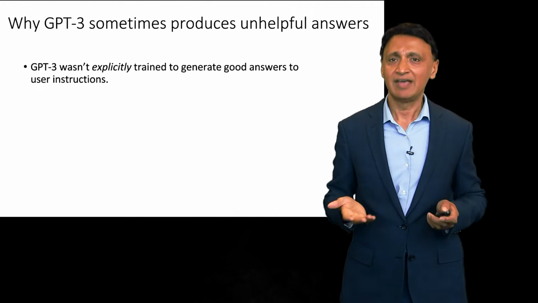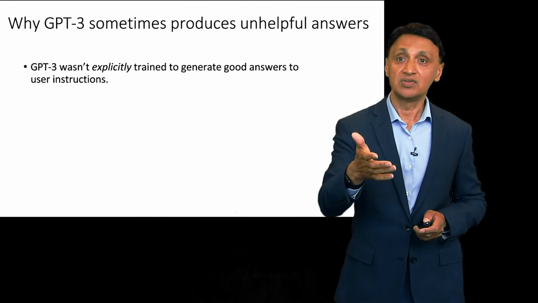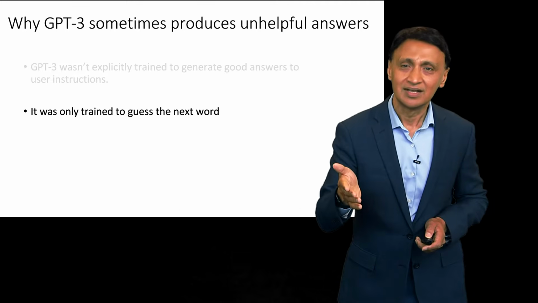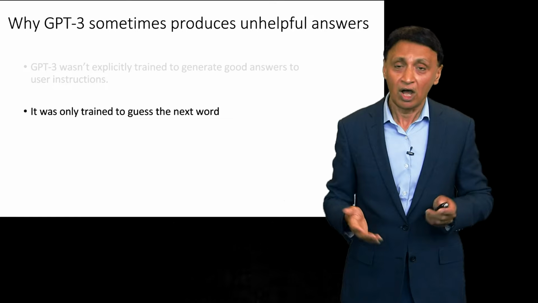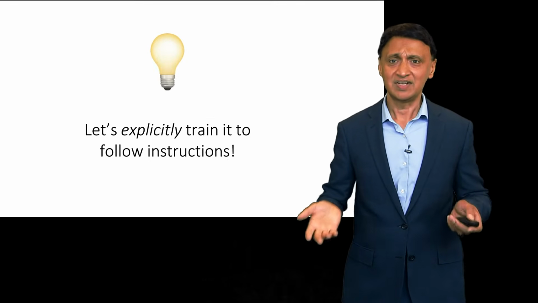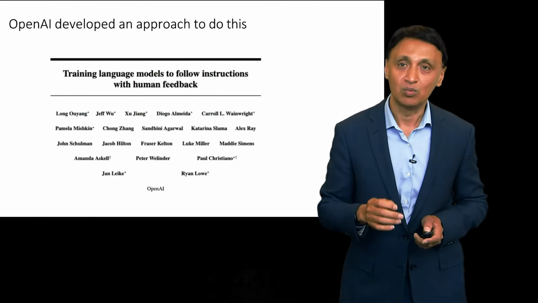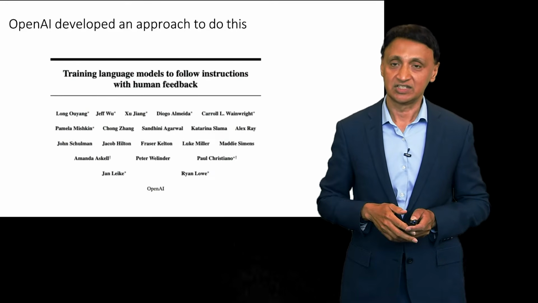Well, the first thing we have to recall is that it was not explicitly trained to generate good answers to user instructions. It was only trained to guess the next word. So perhaps it's not all that surprising that it can't follow instructions. So how can we fix this? Well, let's explicitly train it to follow instructions. And that's in fact exactly what OpenAI did. They developed an approach to exactly this, and we'll look at this next.